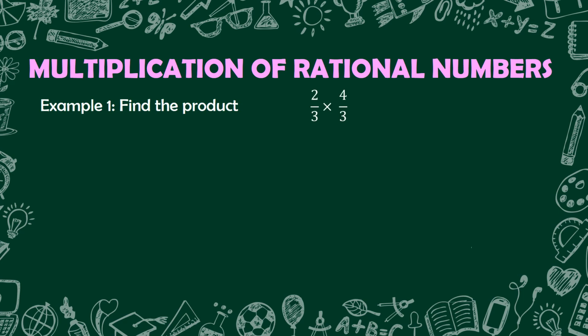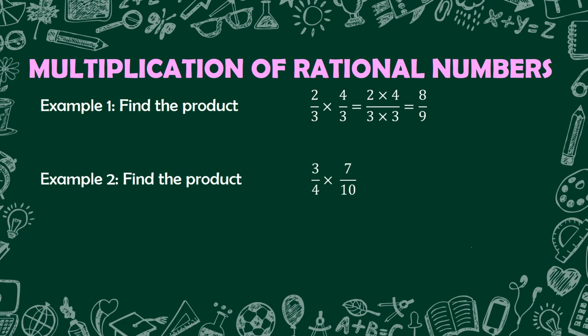Find the product of 2 over 3 and 4 over 3. Let's multiply the numerators and the denominators. We will have 2 times 4 all over 3 times 3. 2 times 4 is equal to 8 and 3 times 3 is equal to 9. We can see that 8 over 9 can no longer be reduced. That's why our final answer is 8 over 9.